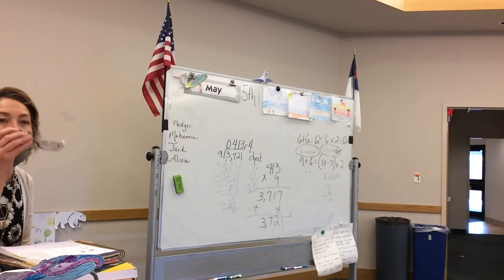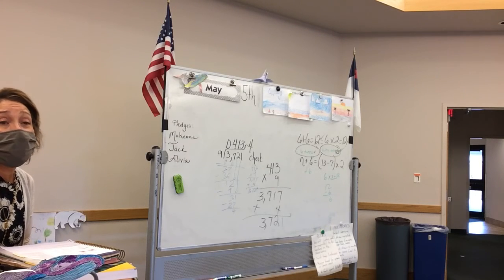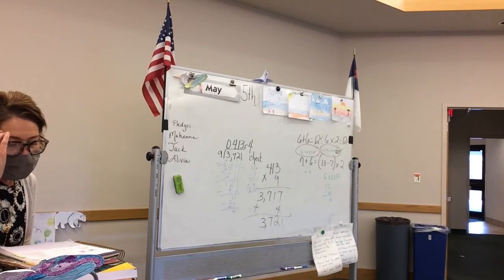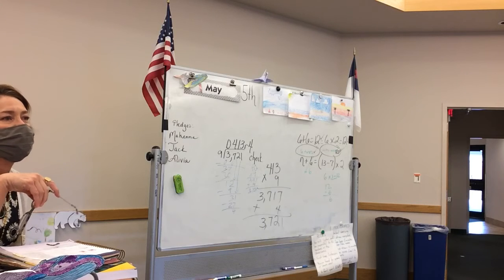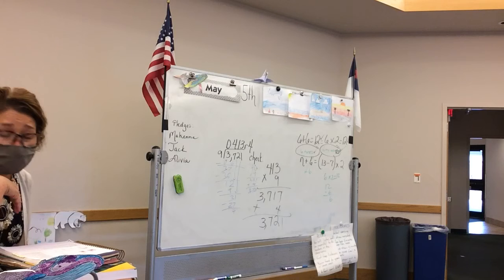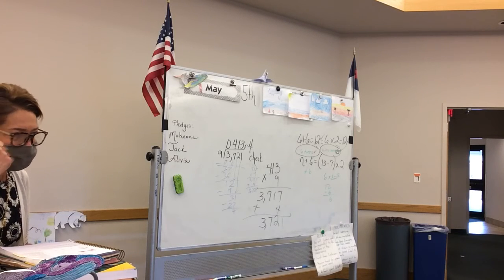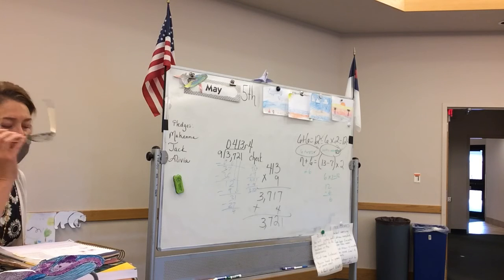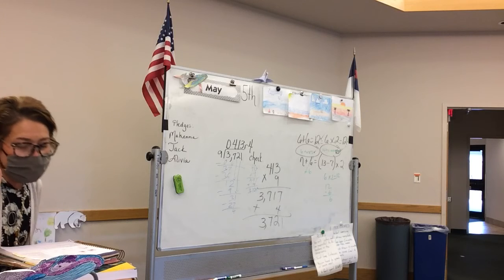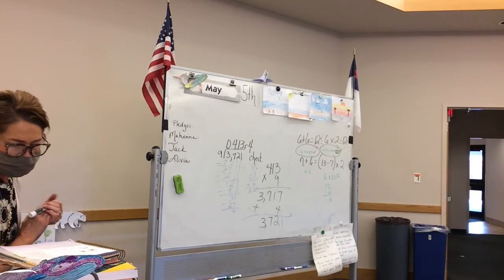$2.50. Christian? $3. Yes. $45.02. $45 is correct. What about $7.90? McKenna? I'm sorry, can you say it again? $8 is correct. Yes. Bravo to all of you.